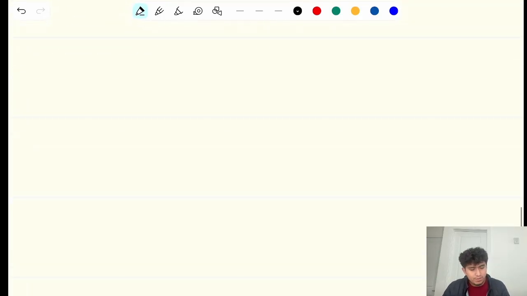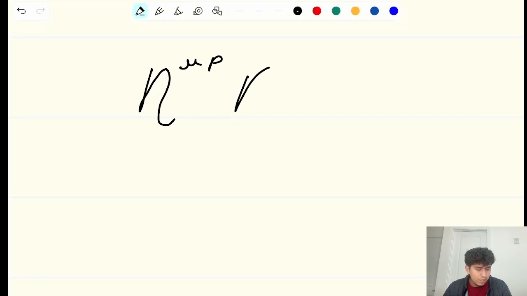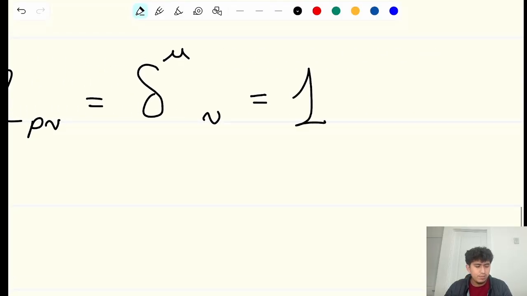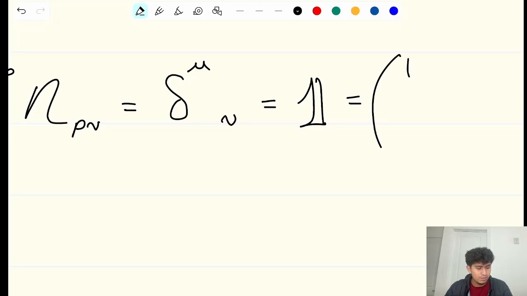Another important fact for the Minkowski metric is the following: if you multiply the metric with its inverse, you have, let's say, mu rho, and then the inverse rho mu. This is just going to be equal to the Dirac delta, mu nu. Okay. And this is the same as the identity matrix. So it's just going to look like this: 1, 1, 1, 1.